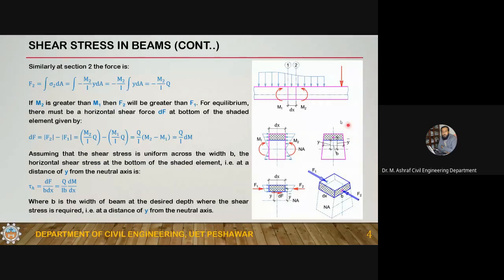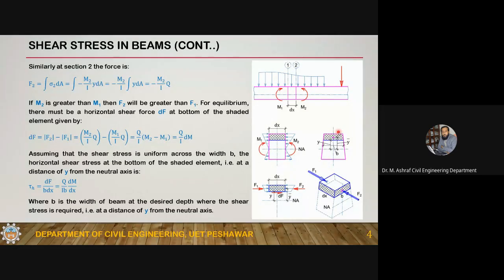Similarly, for section 2, you can calculate F2, which is equal to the integral of sigma 2 dA. So this is M2 y divided by I into dA. Take it out as a constant, and you will get this expression. Here, since this is the integral of y dA over the shaded area, both section 1 and section 2 have the same cross-section area.